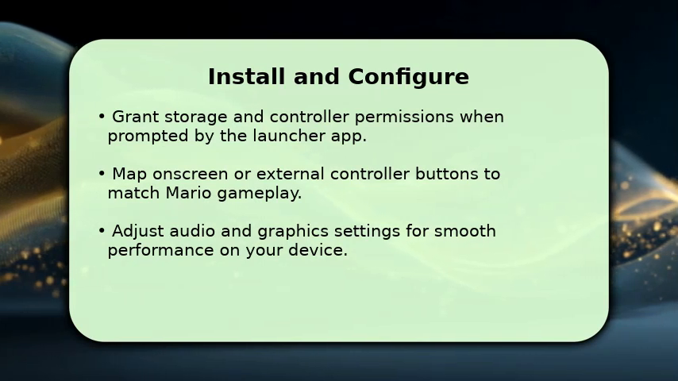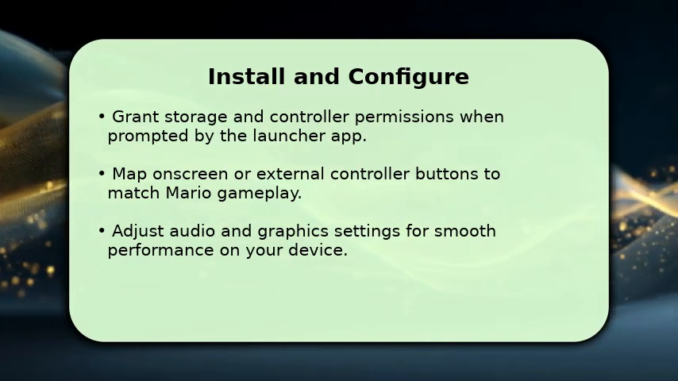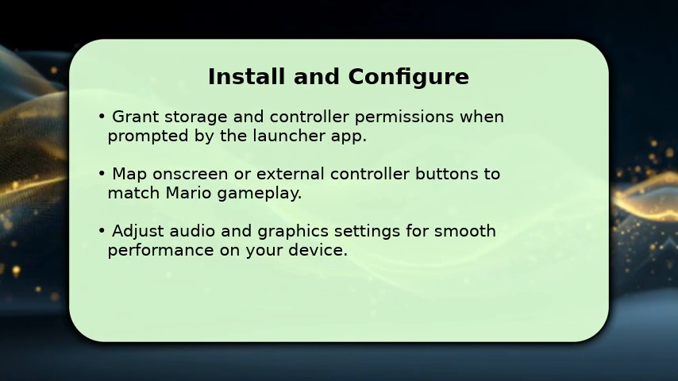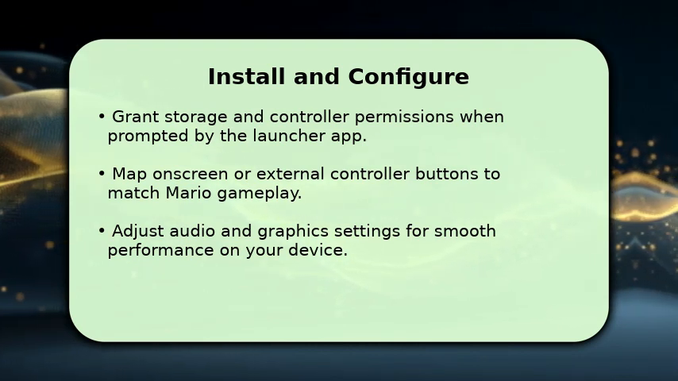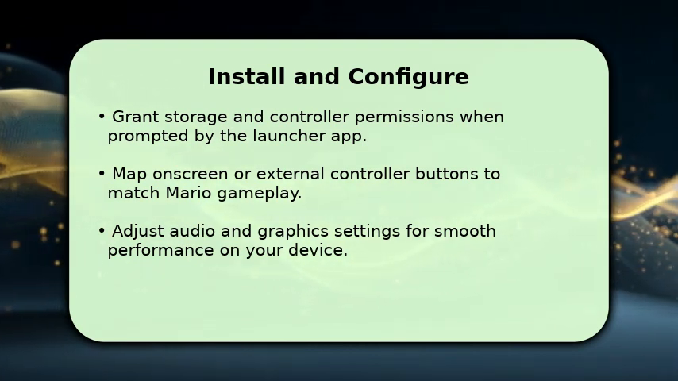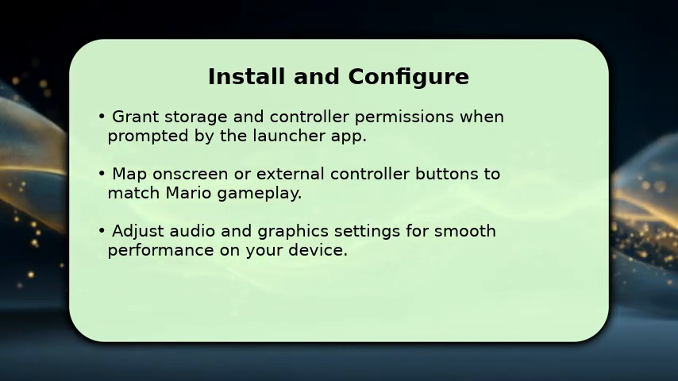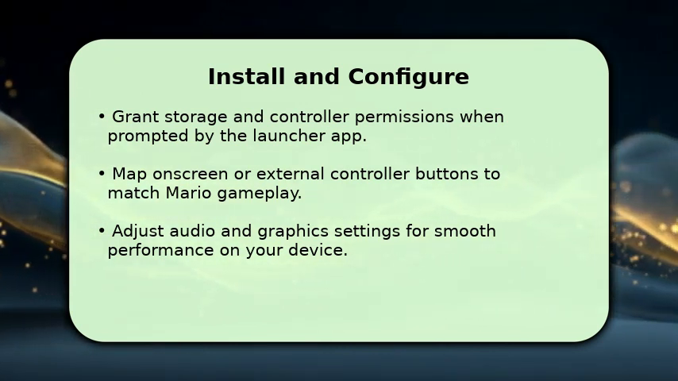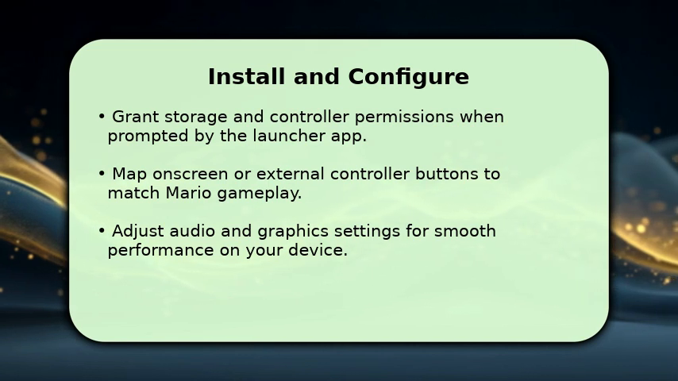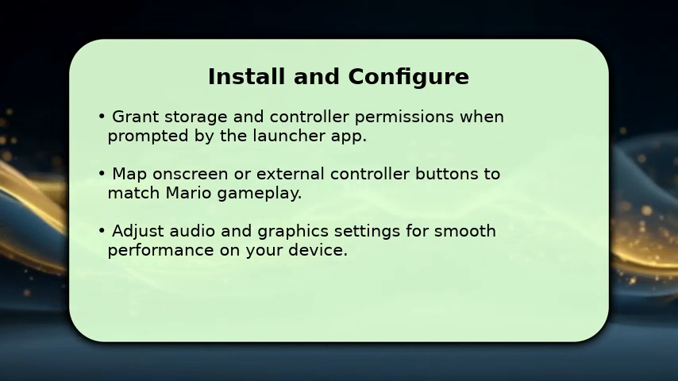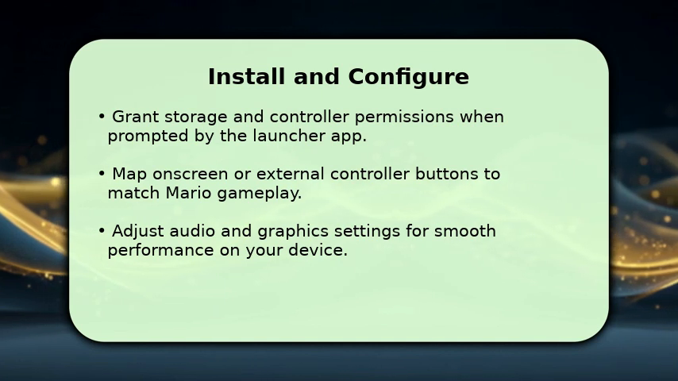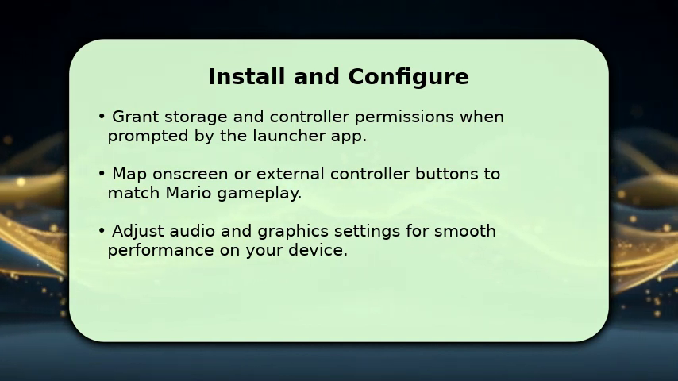Open the launcher and allow storage, input, and other permissions it requests so files can be accessed. Import the ROM and apply any official patches through the app interface, then map controls for comfortable play whether using touch or a Bluetooth controller. Tweak audio and video settings to balance visuals and performance, and enable save states for quick checkpoints during tricky levels.